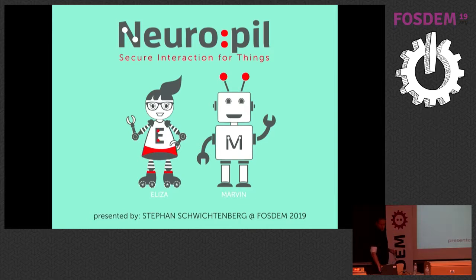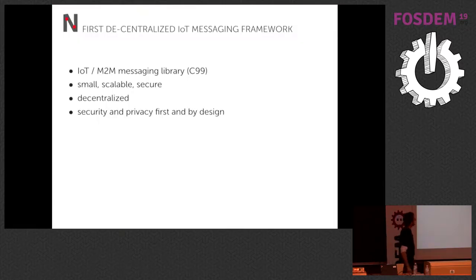And then I finally asked Marvin, so what would you use to secure the communication channels? And he said, well, you have to use Neuropil. And I said, what is Neuropil? And he said, it's a very small library. It's a C library that you can install on any device. You can use it as a library in an application. And it's working in a decentralized, scalable way. And it's doing security, and it follows a security and privacy first by design approach.